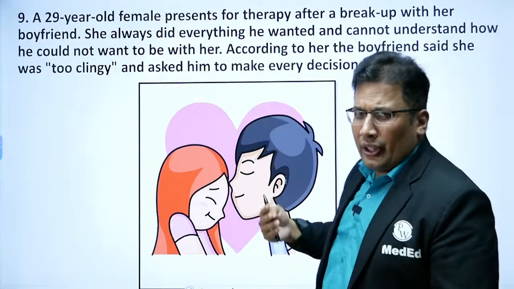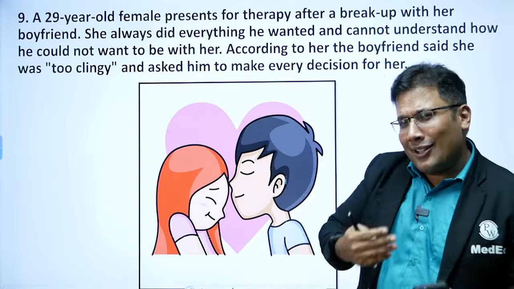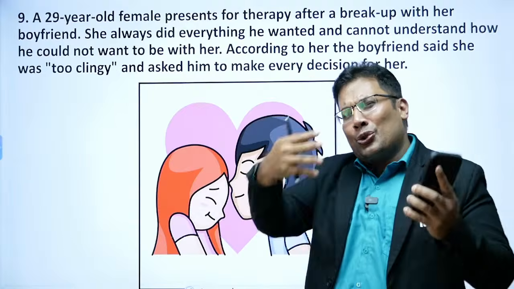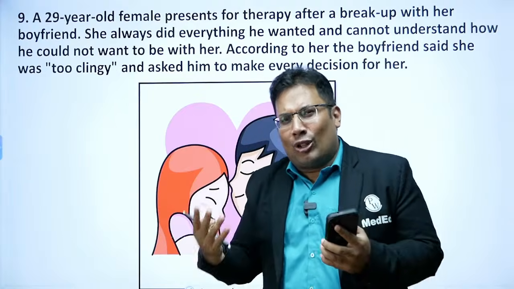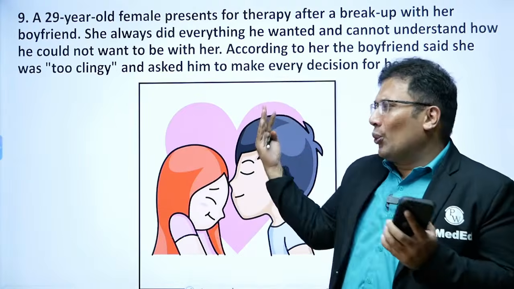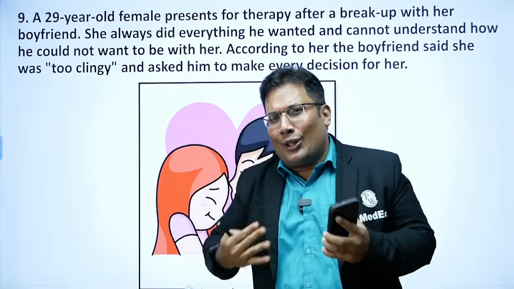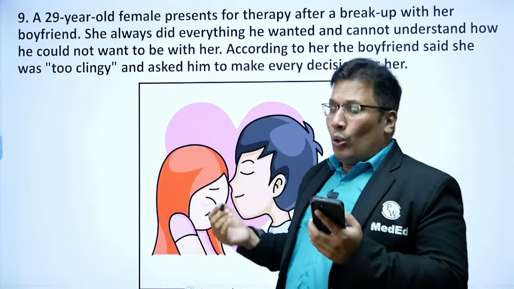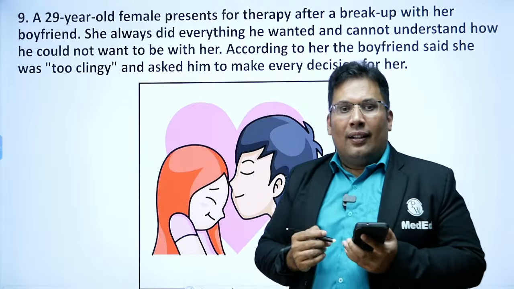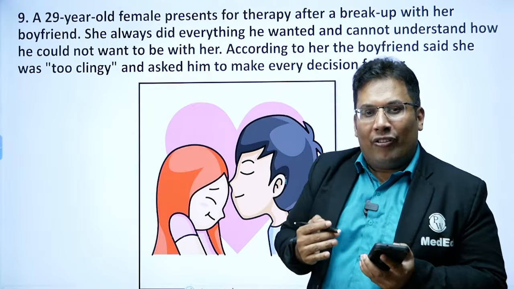Then the last but one question. So there are some new questions. We discussed so many spotters in forensic classes, previous classes. That's why some new topics and new concepts to explain. A 20-year-old female presents to therapy after a breakup with a boyfriend.